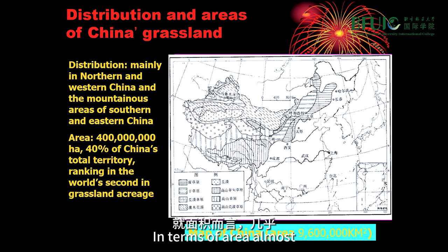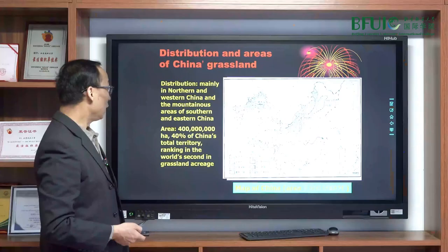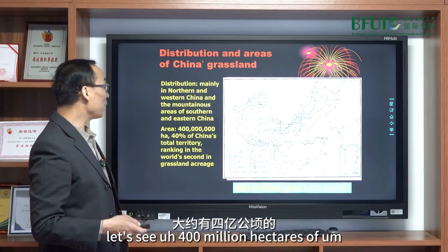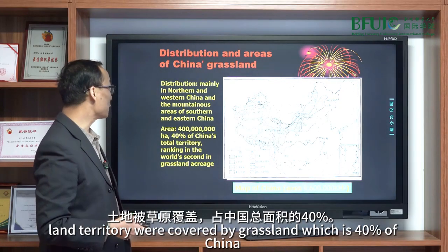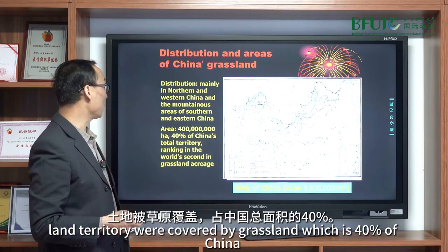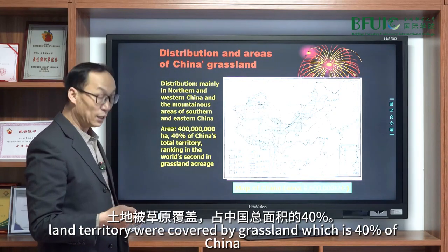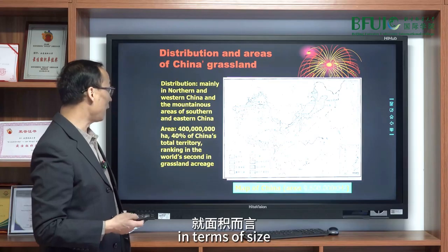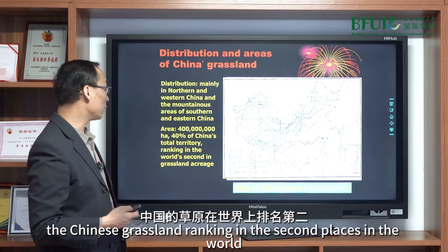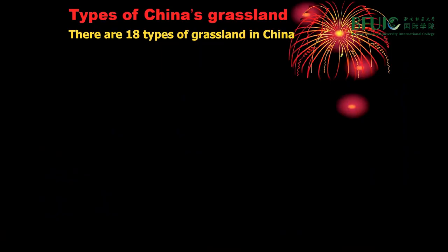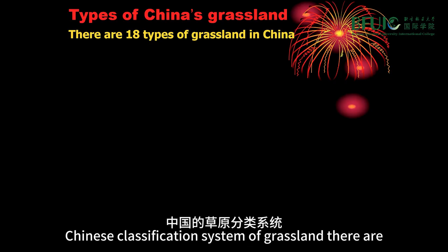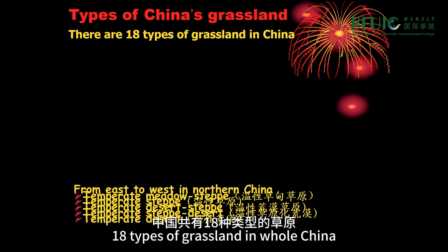And in terms of the area, almost 400 million hectares of land territory were covered by grassland, which is 40% of China's total territory. In terms of size, the Chinese grassland ranks second in the world. According to the Chinese classification system of grassland, there are 18 types of grassland in the whole of China.